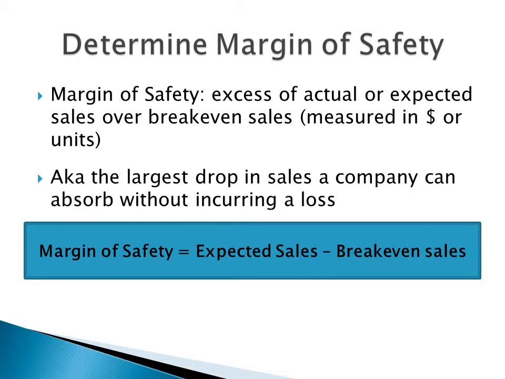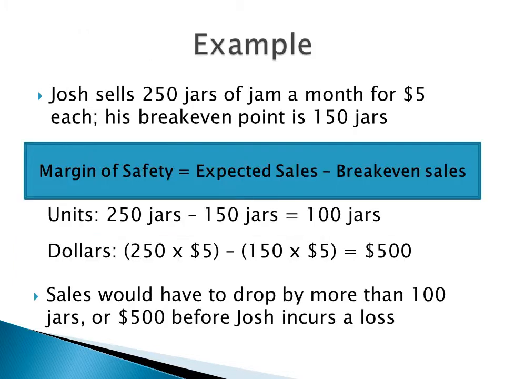The margin of safety is the excess of actual or expected sales over break-even sales, which can be measured in dollars or in units. So in other words, it's the largest drop in sales a company can absorb without incurring a loss. The margin of safety equals expected sales minus break-even sales.